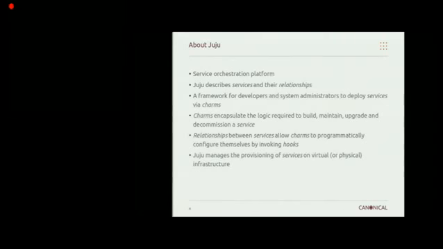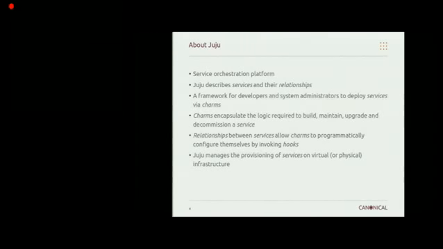So this is the producty bit. What does Juju do? It is a service orchestration platform. What does that mean? Juju talks about services and their relationships together. And a service is MySQL, WordPress, something like that. It is a framework for system administrators, for developers, for anyone really to write these relationships with what we call charms.